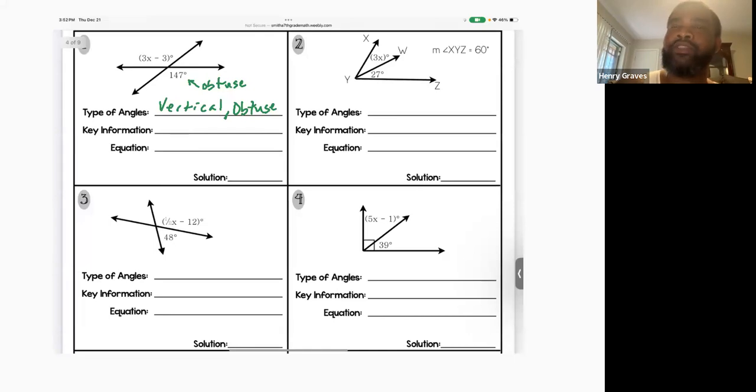Oops, let me erase that. That is so ugly. I'm embarrassed of myself there.